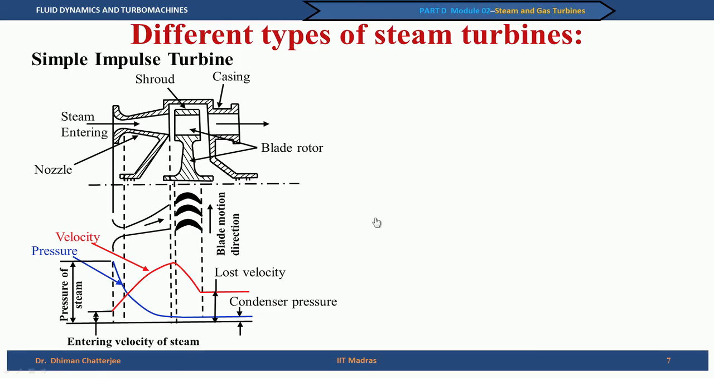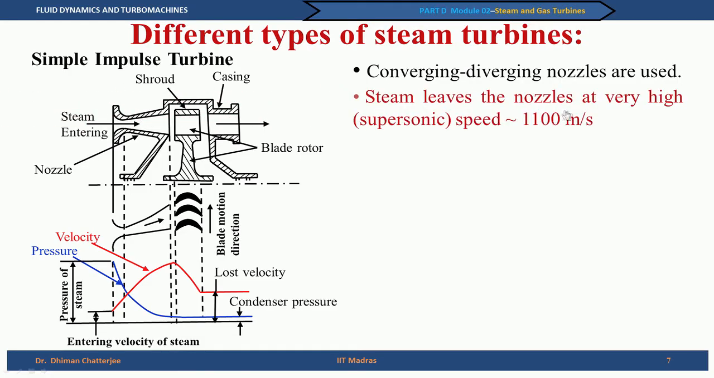Now, this simple impulse turbine is easy to construct, but then we do not really opt for it. Why? Let us look at the features. The first is that converging diverging nozzles are used, as we have discussed. The steam leaves the nozzles at very high supersonic speeds, typically around, let us say, 1100 meters per second. These are just numbers to give you a feel for how high the speeds can be. You do not have to consider that this number is very sacrosanct.